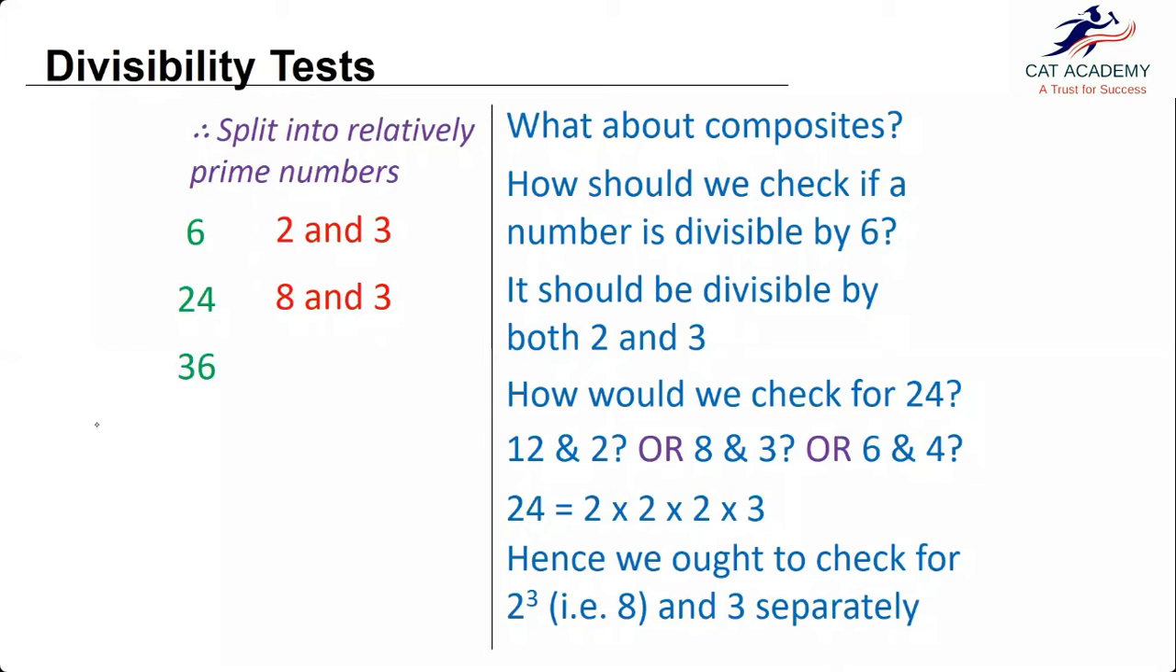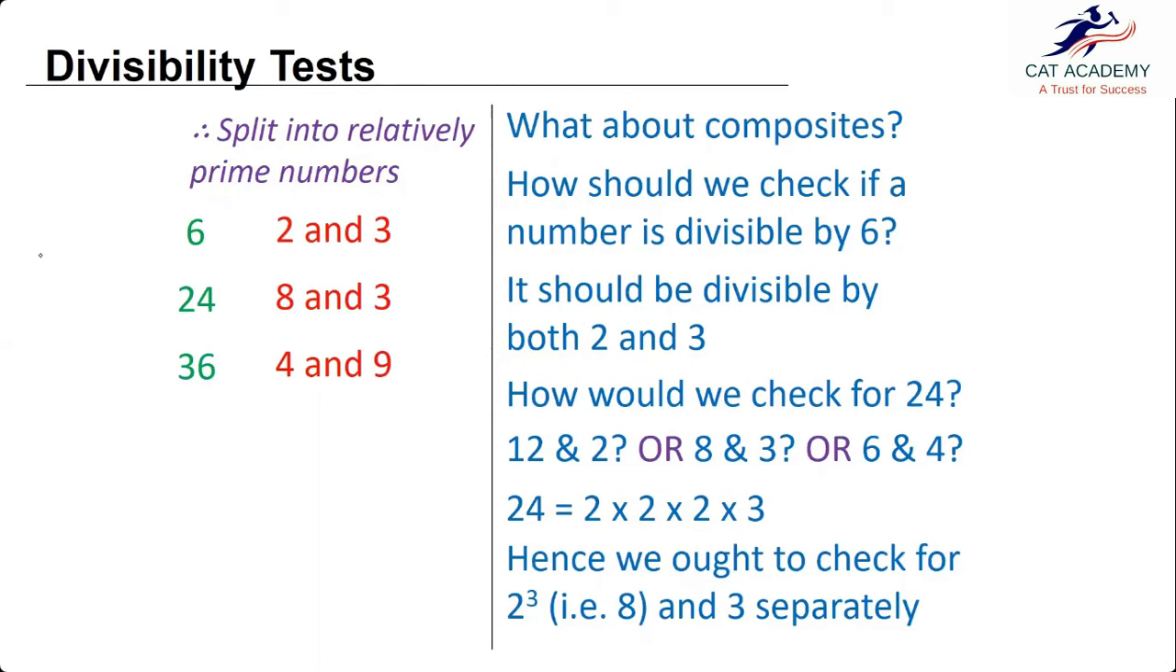9 and 4, yes. No, Nihal, 13 2s are 26. Tables, that's why I said tables. 9 and 4, right? So 9 and 4 do not have a common factor.